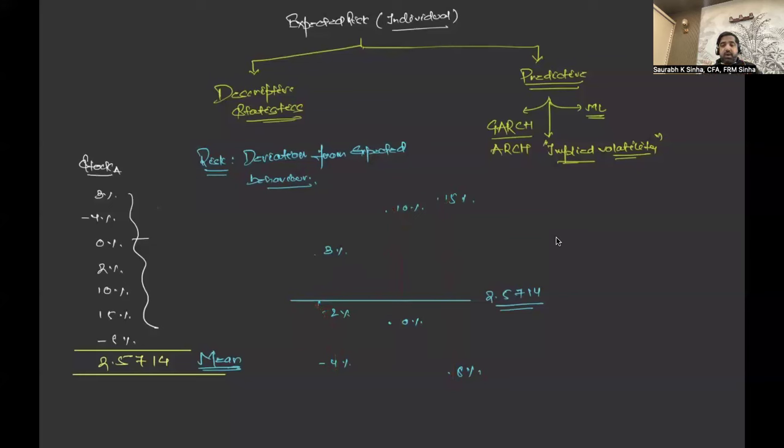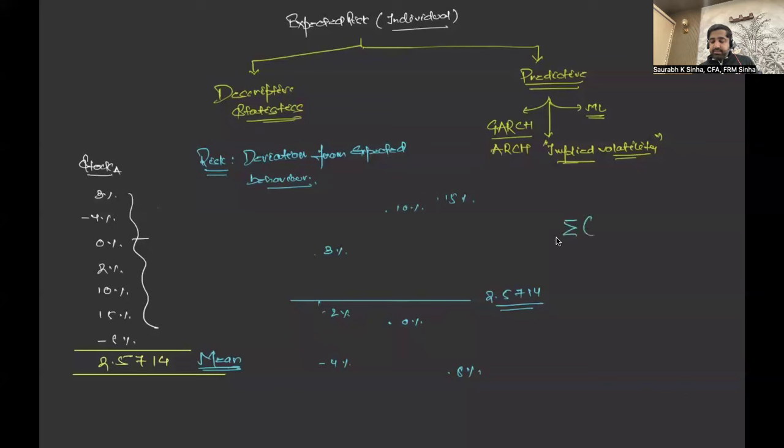If I do this, what will I do? I will do 3 minus 2.5714, that is the deviation. Then 10 minus 2.5714, that is the deviation. Then 15% minus 2.5714, that is the deviation. Then 2.5714 minus 2, that is the deviation. Then 0 minus 2.5714, that is the deviation. Minus 4 minus 2.5714, that is the deviation, right? And for the average deviation, I sum all the deviations and divide by what? 7. But see what will happen.